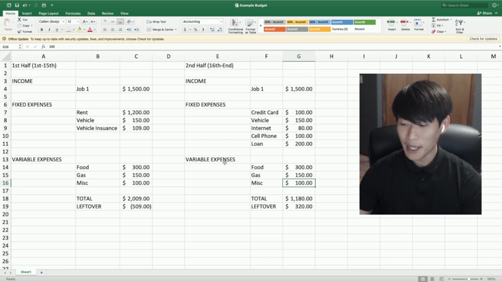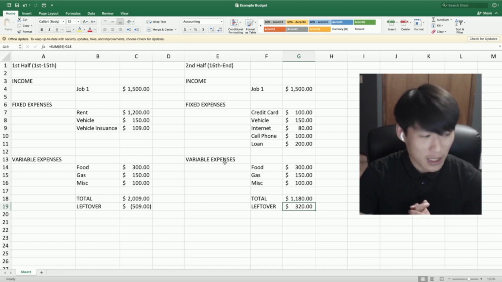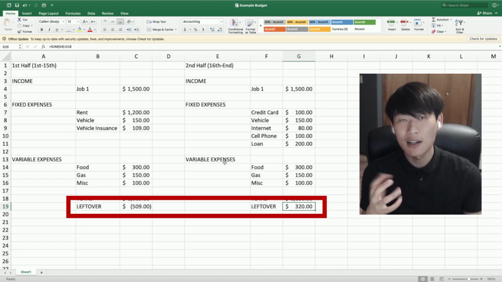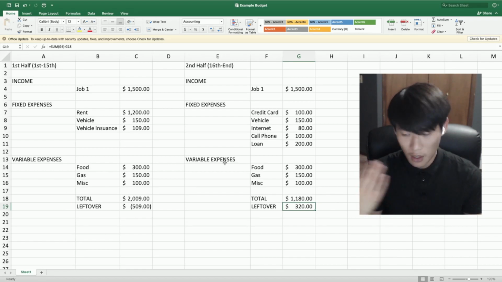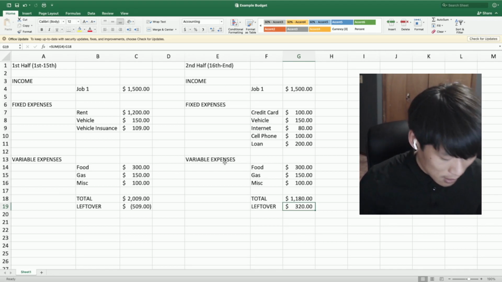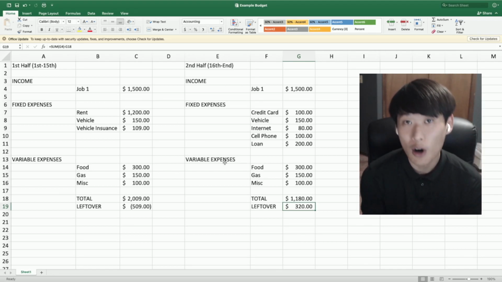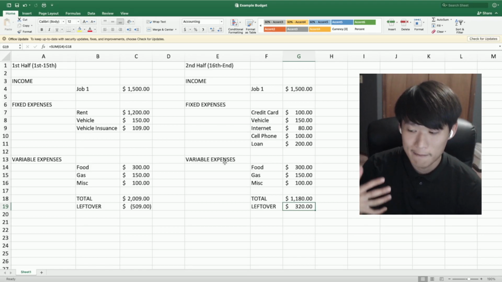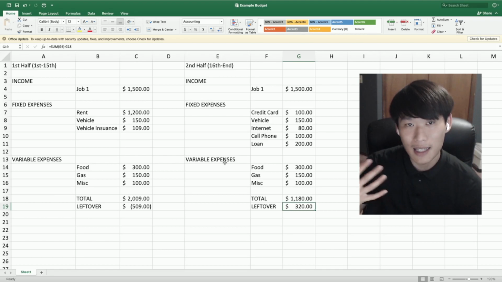Total amount of expenses is $1,180, and the leftover is a surplus of $320. So if we take those amounts, you're at a deficit of $189. You're behind $189. That's what it is in this example. So of course, people will feel like they are behind. Okay, so how does someone that feels behind get ahead? How do they change that?